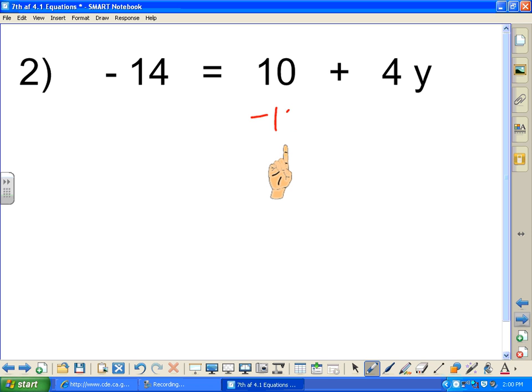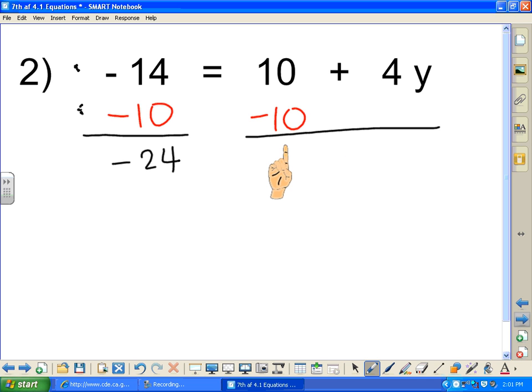So we're going to subtract 10 on this side. If I subtract 10 on that side, I need to subtract 10 on the other side, and I end up getting a negative 24, okay? Just think, you have 14 negatives here, you got 10 negatives there, 14 negatives plus the 10 negatives gives you 24 negatives. And on the other side, you end up having only 4y, okay? Because positive 10 minus 10 gives you 0. So it's basically 0 plus 4y, or just 4y.